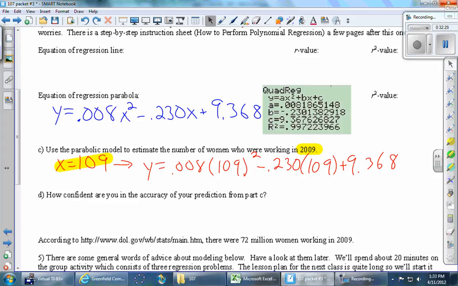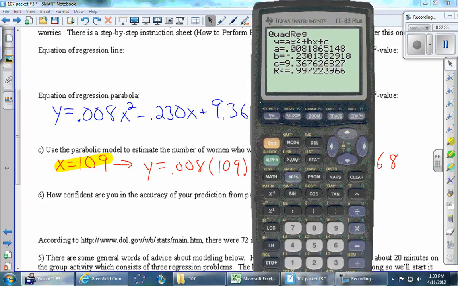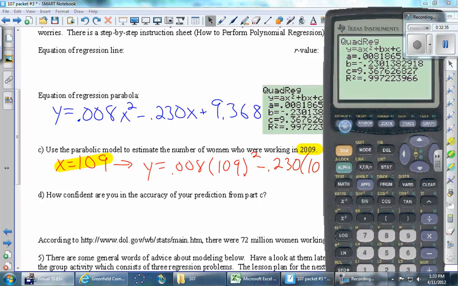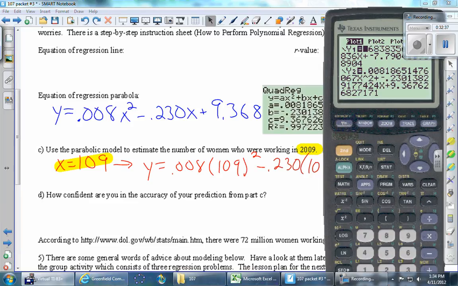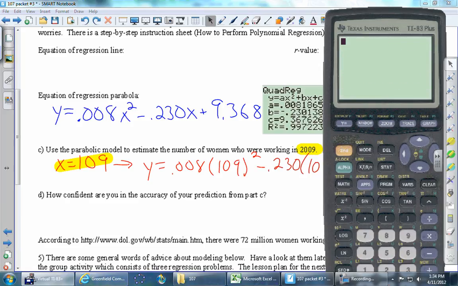So better than typing all that stuff in is to come over here and say, okay, what was the name of our parabola? Which one is the parabola? It's y2. So if I can just ask the calculator to find y2, then I've got it. Where do I find y2?